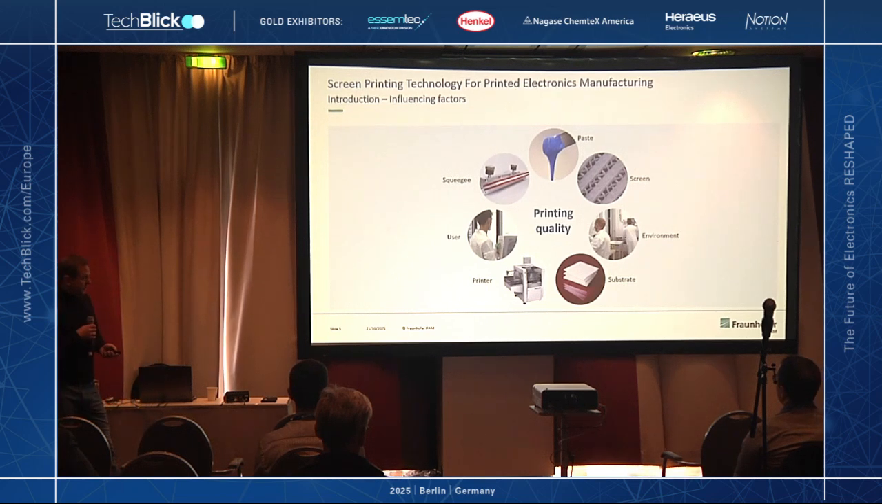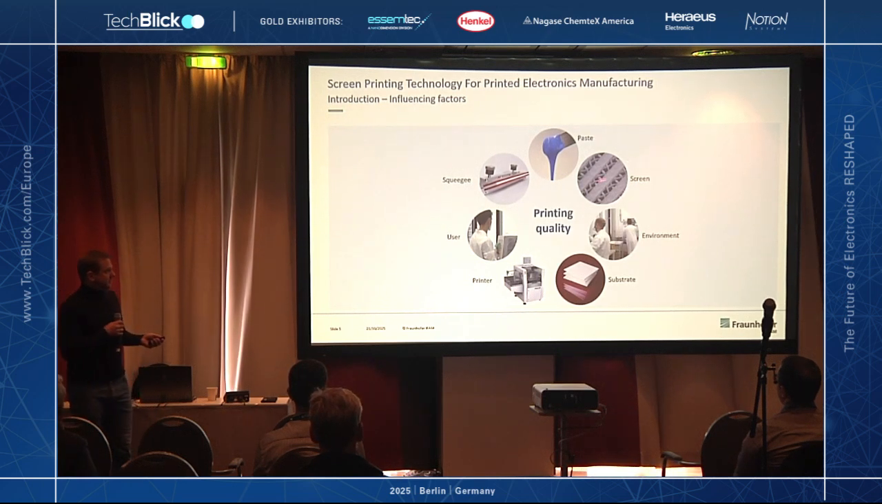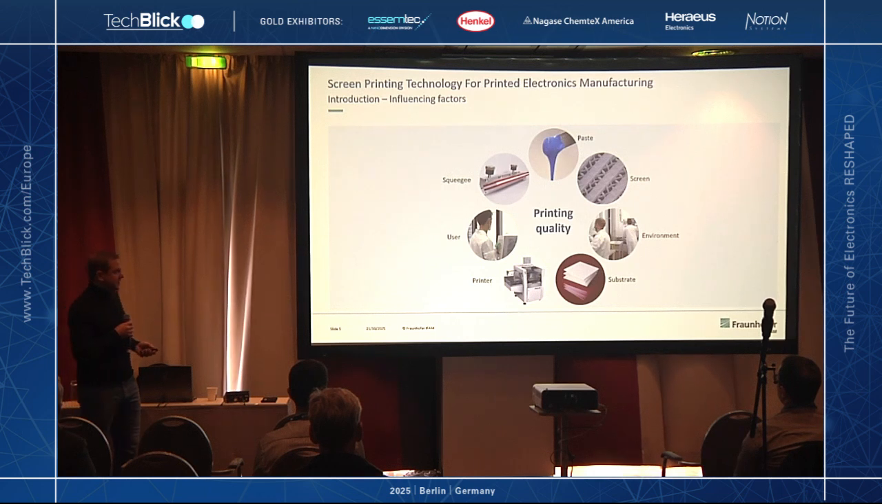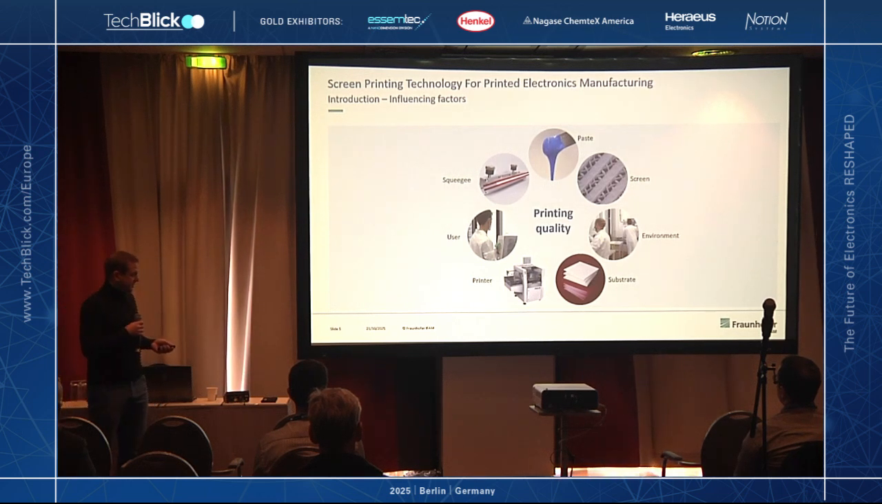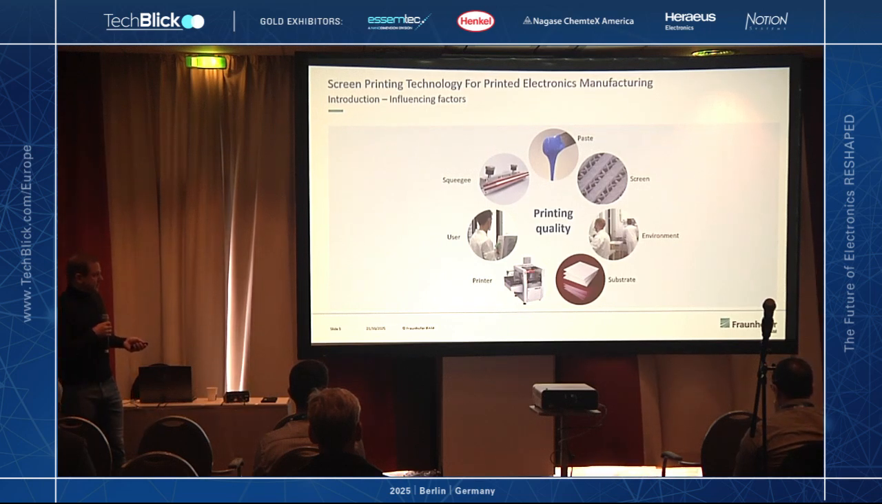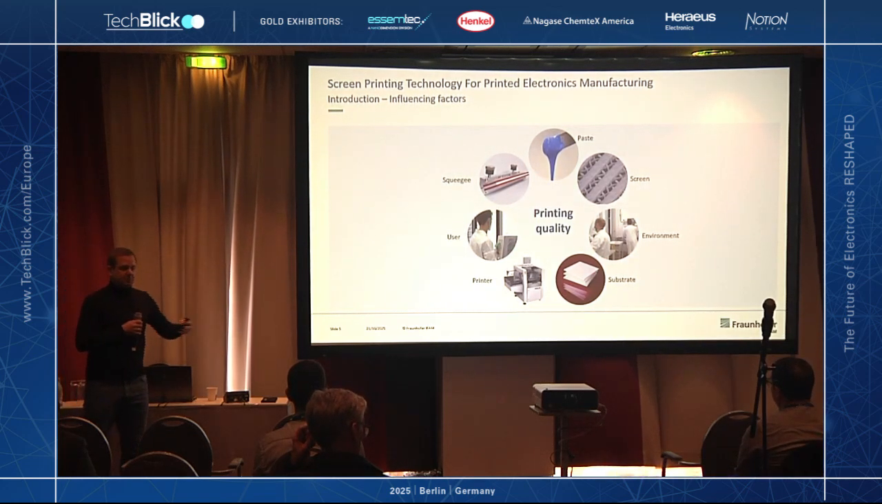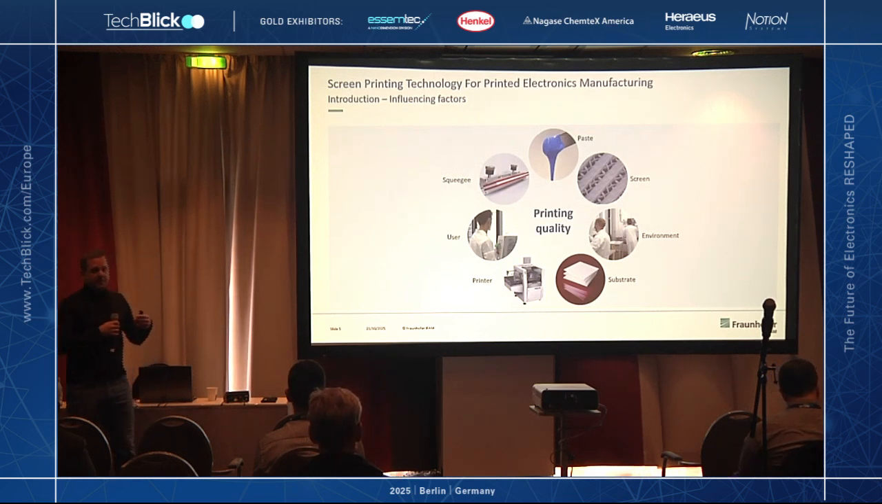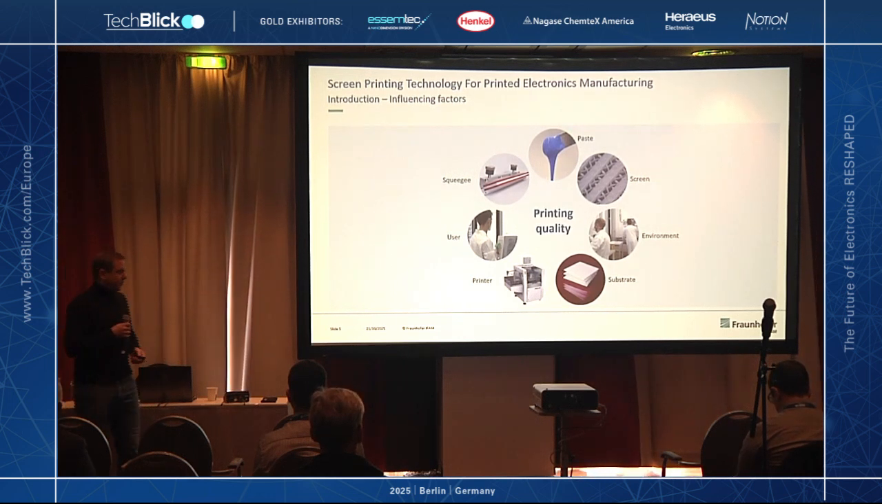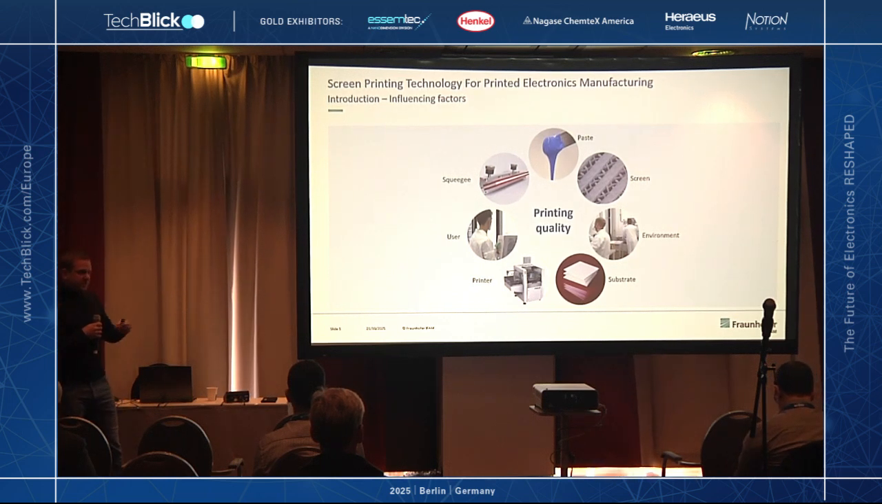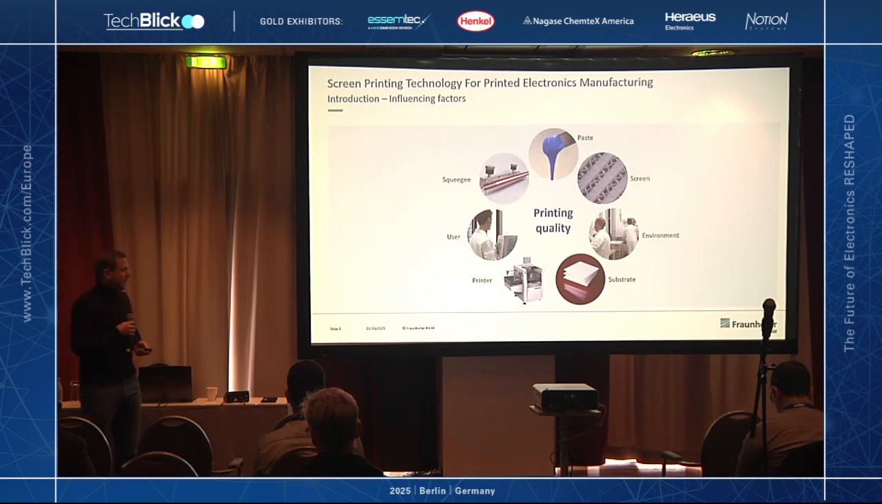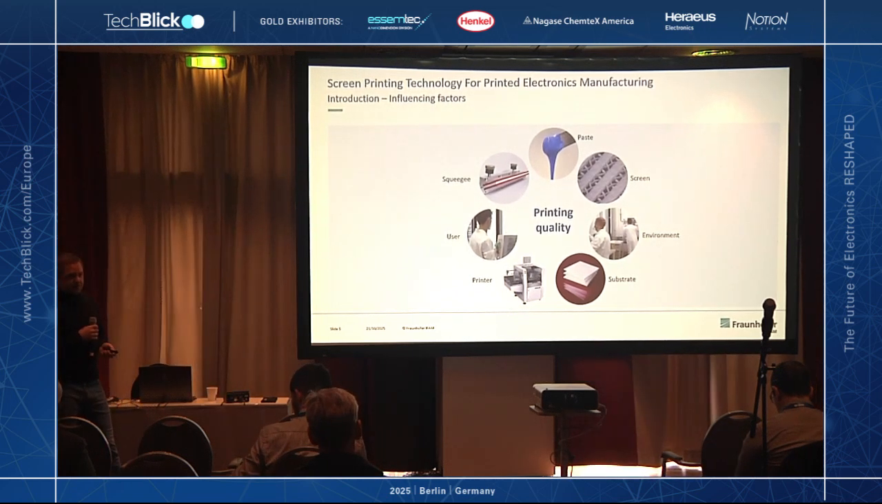Then we have, from our point of view, the 7 main influencing factors, which are the paste, the screen, the environment, of course, the substrate, or how the adhesion properties are. We have, of course, the printing process or the printer itself. We have the user, and we have the squeegee as the main contact device, like the tires in your car that have the contact to the road. Here we have our squeegee, which also has a big influence on the printing parameters and the printing performance.